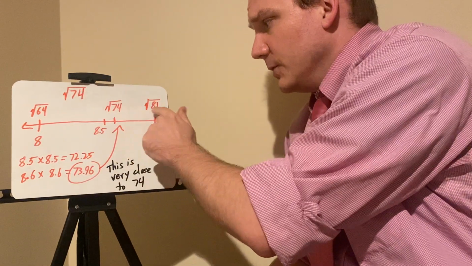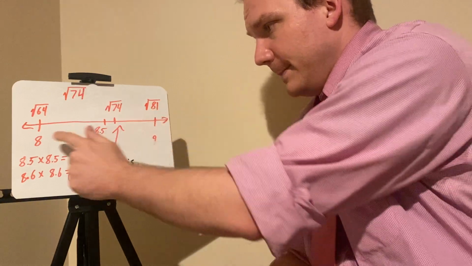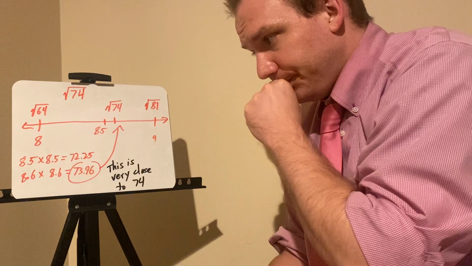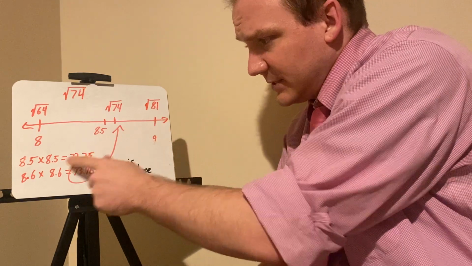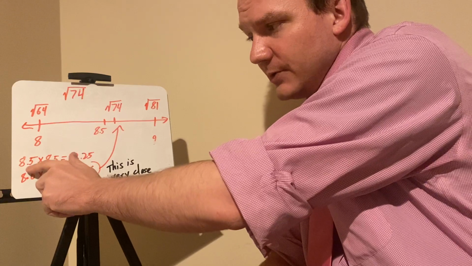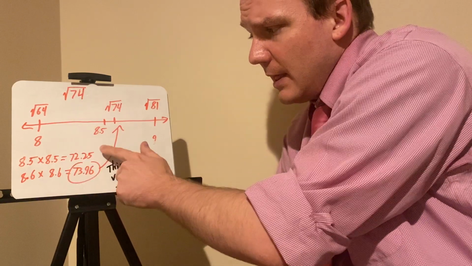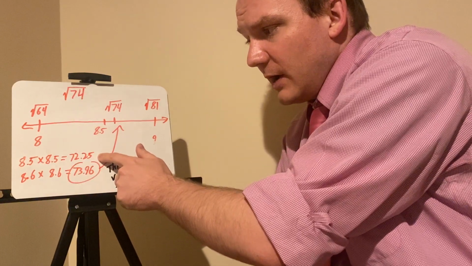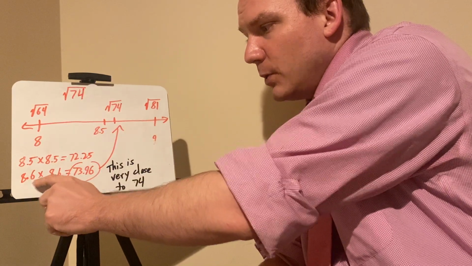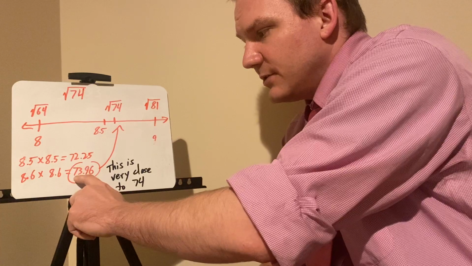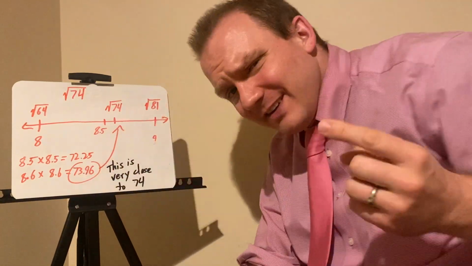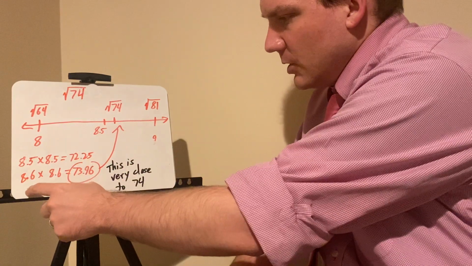Now, since 74 is closer to 81 than it is to 64, you would guess that it's going to be bigger than 8.5. So I start with 8.5. I actually square that. I do 8.5 times 8.5. That equals 72.25. And then I know 74 is bigger than that. I do 8.6 times 8.6, and I get 73.96. That's really, really close to 74. So that's a very close estimate.